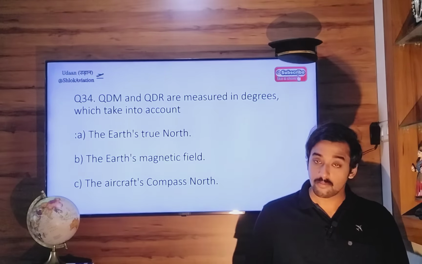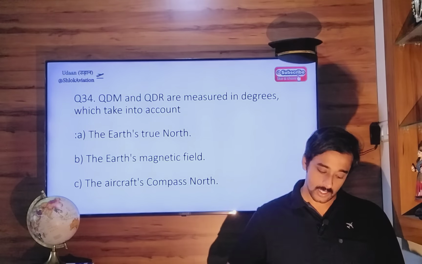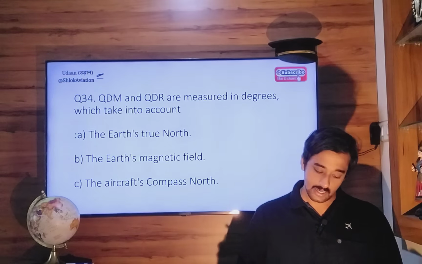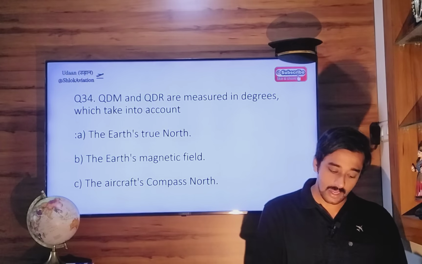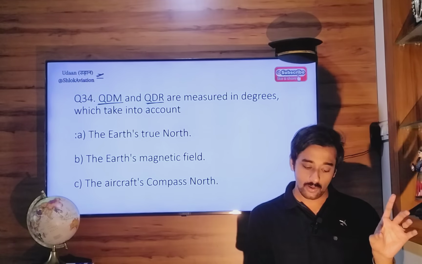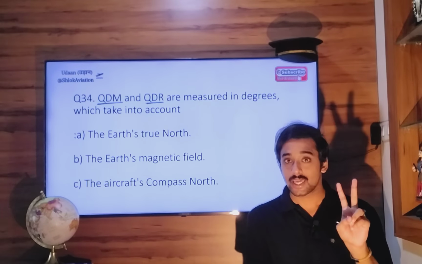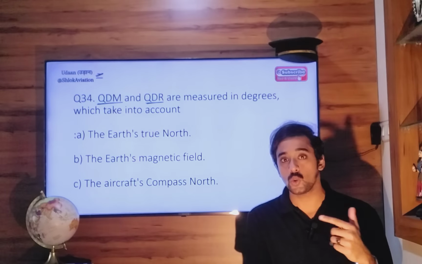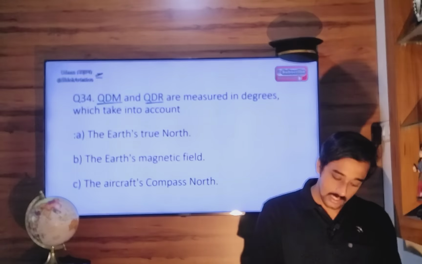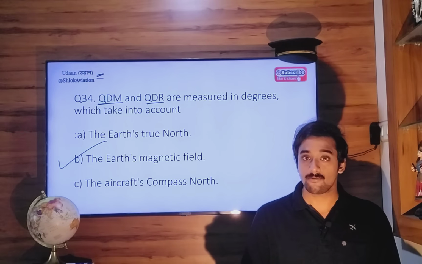QDM and QDR are measured in degrees which take into account Earth's magnetic field, not true north or aircraft compass north. Now, like I said, QDR is magnetic bearing from the VOR station. QDM is magnetic bearing to the VOR station. Magnetic means they include the Earth's magnetic field.